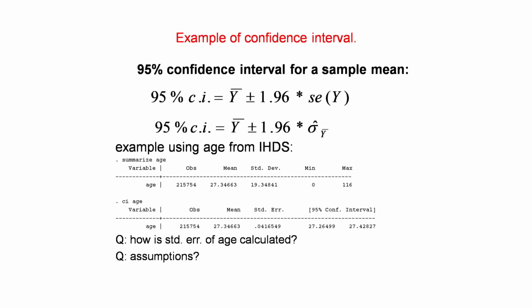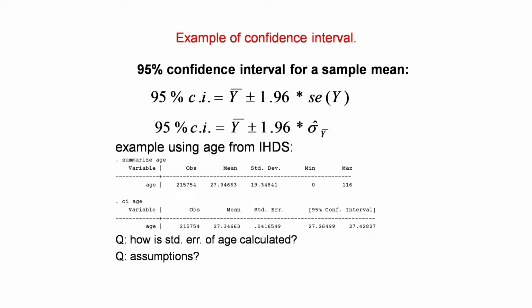An example of a confidence interval is the 95% confidence interval for a sample mean. The 95% confidence interval equals y bar plus minus 1.96 multiplied by the standard error, which is expressed by sigma y, so the 95% interval equals y bar plus minus 1.96 multiplied by sigma y. An example using age from IHDS: the summarized age has 215754 observations, the mean is this, and if we calculate it, this could be the way by which we are going to calculate.